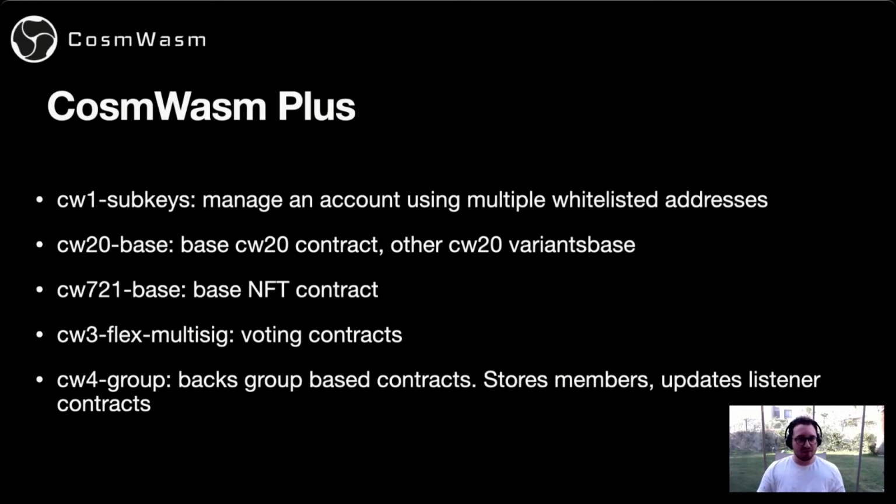Okay, other one is CW3 multisig, flex multisig. I will go in detail here. It is a voting contract. So CW4 group also is a group-based contract. It stores members, but I will go again in detail here. I really like these last two contracts, but I have not seen their use much. So in the next months, I expect a surge in DAOs, right? So this would be great to show you guys.